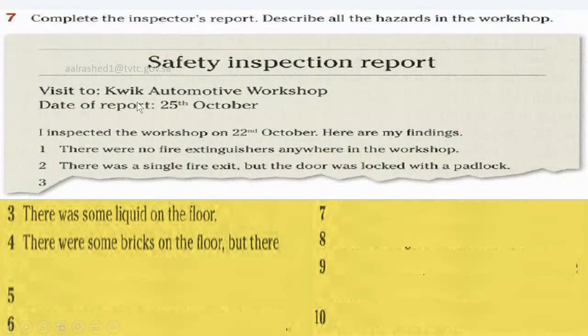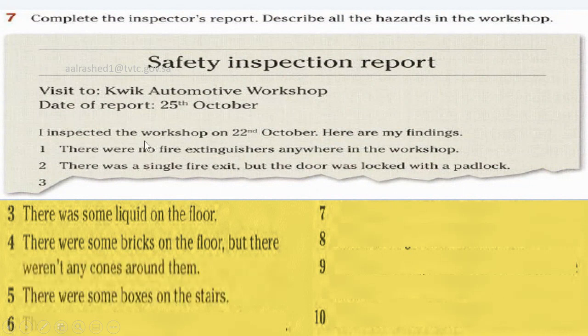As we said before, this is an example of a report that is written by a safety inspector. I can see he wrote it in the future and the visit was in the past, so he started writing the report in the past. So you can see number one, two, he used the past form of are and is. Instead of saying there are, he said there were.